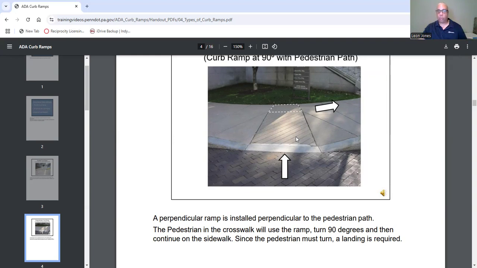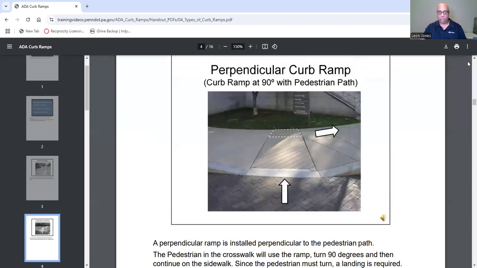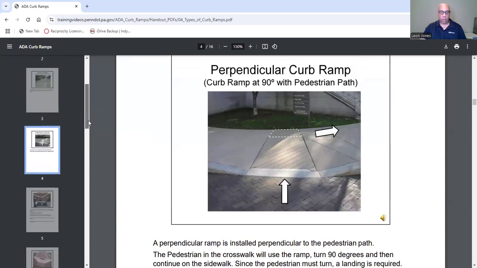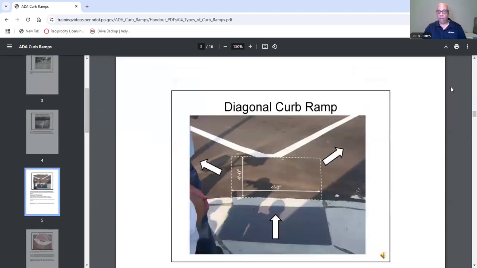In Indiana, we're not the only state that uses these grooves. Now, the problem I always have with these grooves, and that's another subject, is if they get filled with water, they can freeze and ice will form. But that's what we call a perpendicular curb ramp. Now we have a diagonal curb ramp.